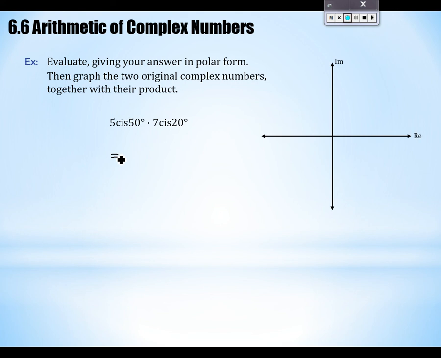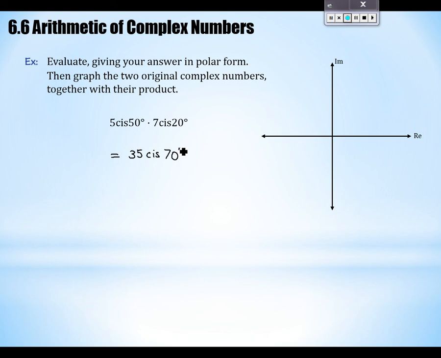You want to say it, Sean? What would it be? Should be 5 times 7. Then cosine 50 degrees plus 20 degrees, 10 times 2 plus I sine. Good. And 50 plus 20 is also known as 70, yeah.